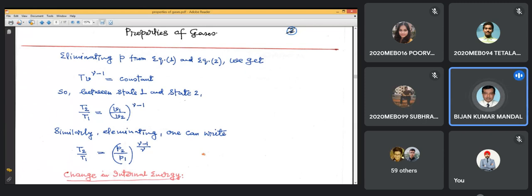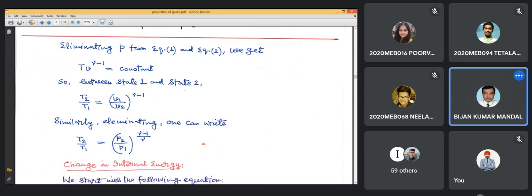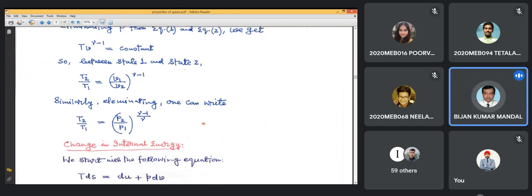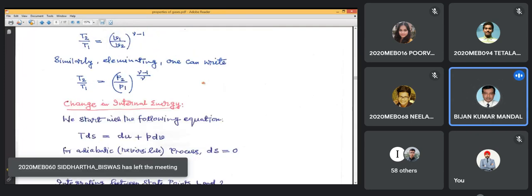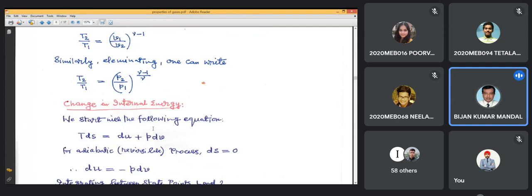And the reverse may also happen, that is, P2 by P1 may be less than 1. That means there is an expansion. So again, if it is an adiabatic expansion, the similar equation we'll use. And obviously at the end of the expansion, the temperature will drop. So that can be calculated using this relation. So that is basically the relation between the three most important properties of a gas, that is pressure, volume, and temperature.